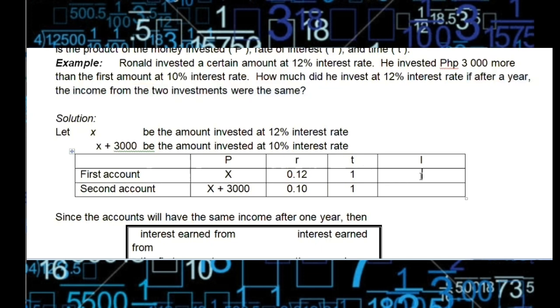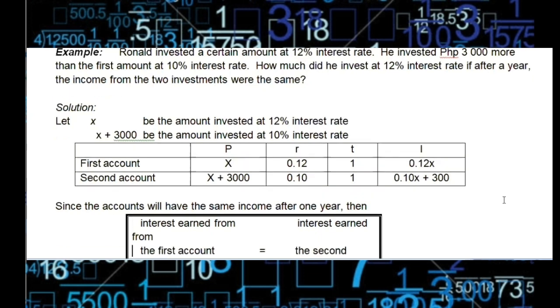O, paano mo makukuha yung interest? Gamitin mo yung formula ng principal times rate times time. Okay? Na ang formula ng interest ay principal times rate times time. So, i-multiply mo lang ito pahalang. Okay? So, x times 0.12 times 1 is equal to 0.12x. Next, second account. X plus 3,000 times 0.10 times 1. So, i-distribute mo yung 0.10 sa bawat term ng principal. 0.10 times x, so 0.10x plus 0.10 times 3,000, 300 of course.